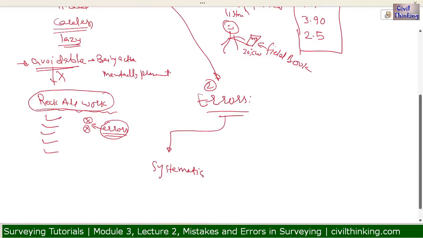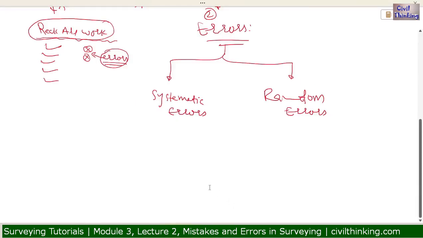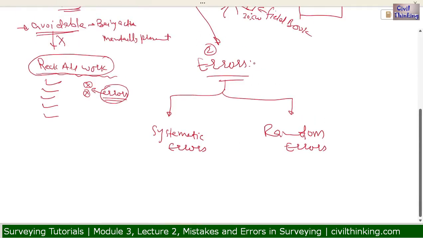Systematic errors and random errors. Now systematic errors are biases that come from the measuring system. Here is a term called measuring system.